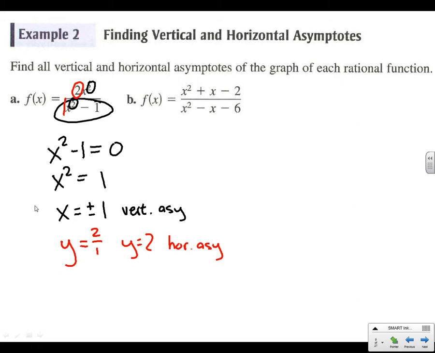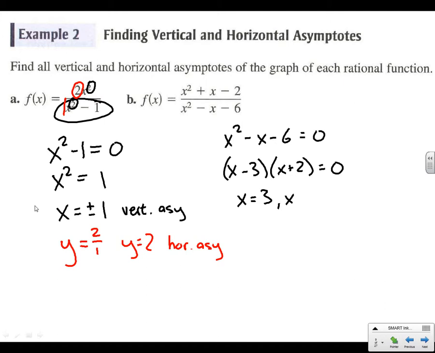So for b, same thing. We're going to go ahead and take a look at the denominator. x squared minus x minus 6 equals 0. Let's factor that. We're going to have (x minus 3) and (x plus 2). So we've got x equals 3 and x equals negative 2 as the vertical asymptotes.